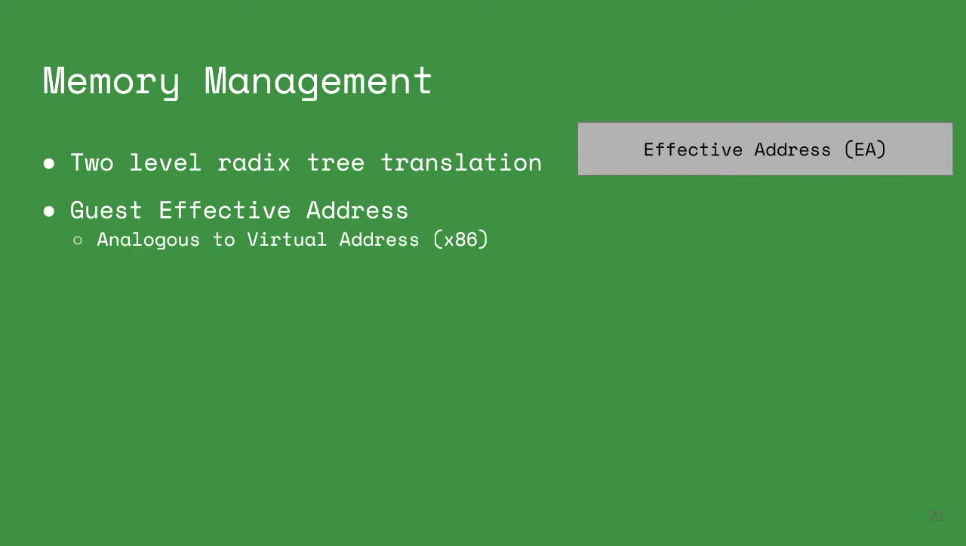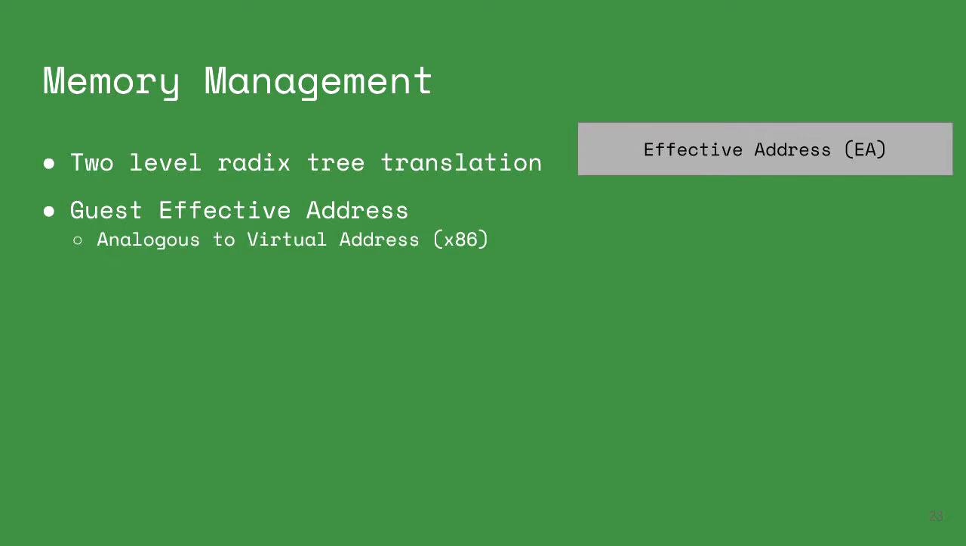So now I'm going to give a quick introduction to how memory management works for guests on POWER9. I'm going to focus on the radix tree implementation here because that's what we use in nested KVM. We don't support hash yet under nested KVM.